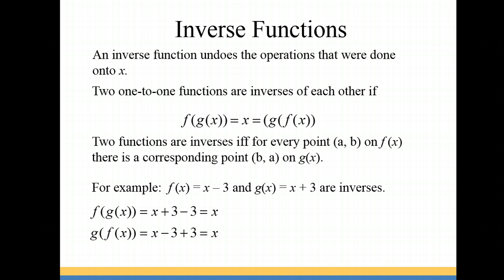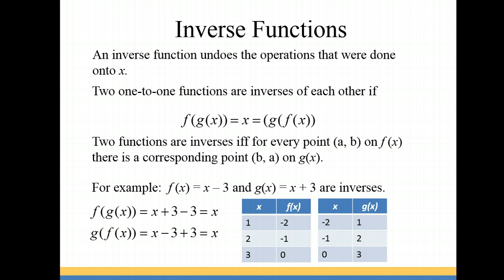Notice that if we compose the two functions, we get x. And if we do it in either direction, we still get x. Notice also that we have these points on the f of x function: (1, -2), (2, -1), and (3, 0). If we reverse the order of pairs, they should satisfy the inverse function. So if I plug -2 into g of x, I get out positive 1. If I plug in -1 for x, I get 2 for y. If I plug in 0, I get out 3.